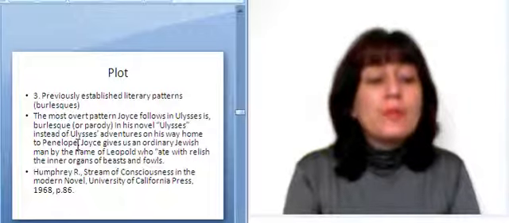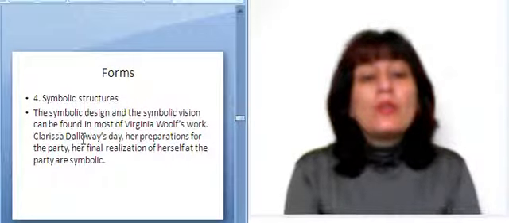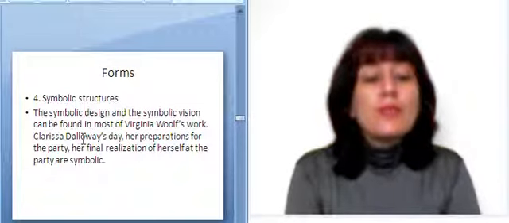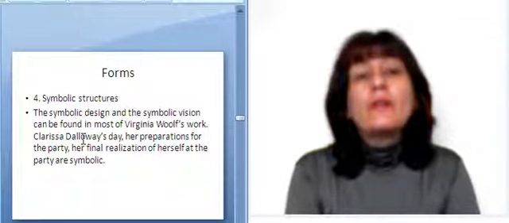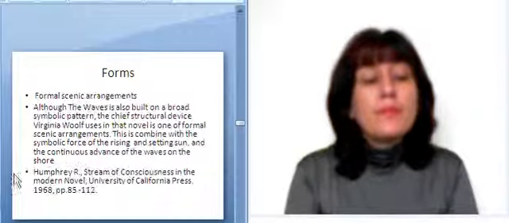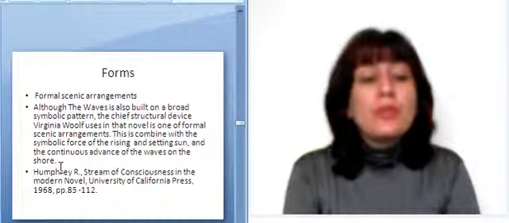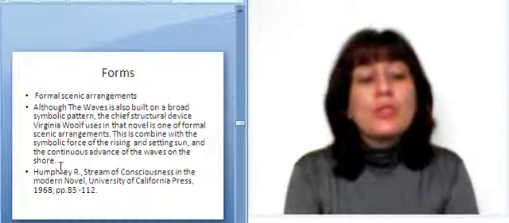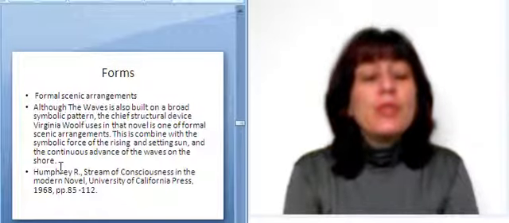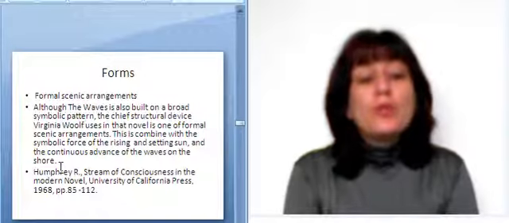Symbolic structures. The symbolic design and the symbolic vision can be found in most of Virginia Woolf's work. Clarissa Dalloway's day, her preparations for the party, her final realization of herself at the party, are symbolic. Formal scenic arrangements. Although The Waves is also built on a broad symbolic pattern, the chief structural device Virginia Woolf uses in that novel is one of formal scenic arrangements. This is combined with the symbolic force of the rising and setting sun and the continuous advance of the waves on the shore.